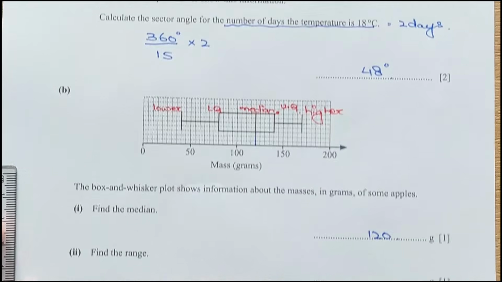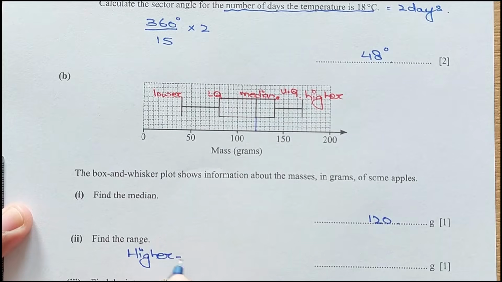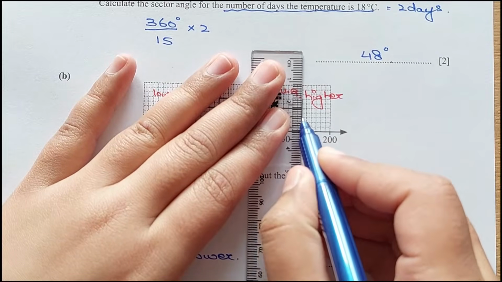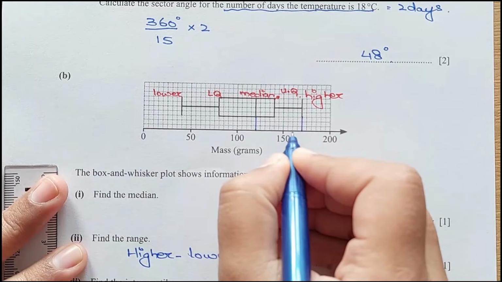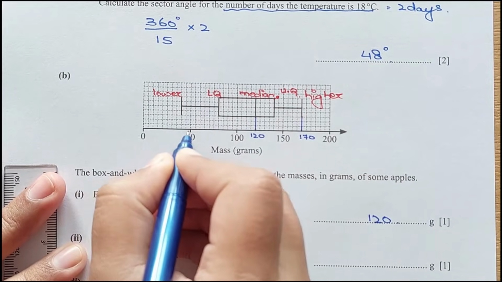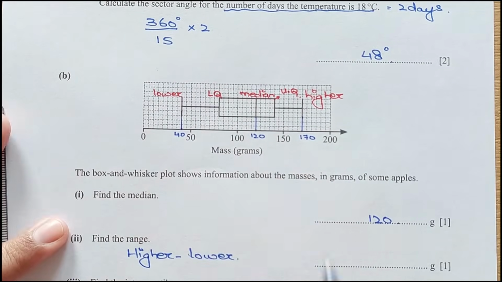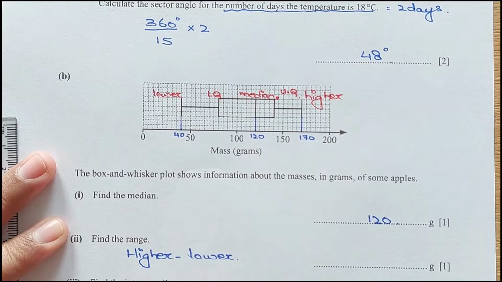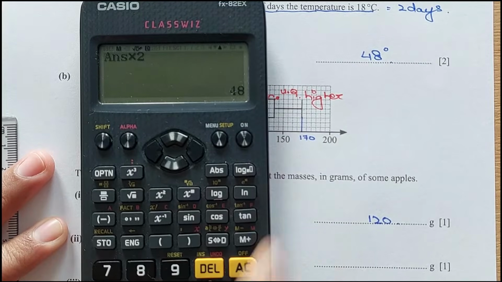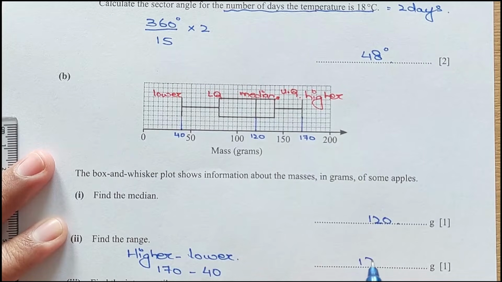Now for the second part, find the range. The formula for the range is the higher value subtract the lower value. Now let me find which is the higher value. 150, 160, 170 is the higher value. This is 40, the lower value, 2 blocks before 50. So the higher is 170 minus 40. So 170 subtract 40 is 130 grams, the range.